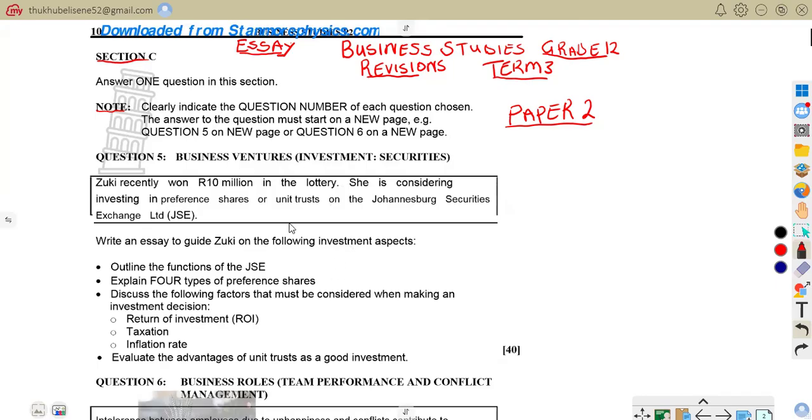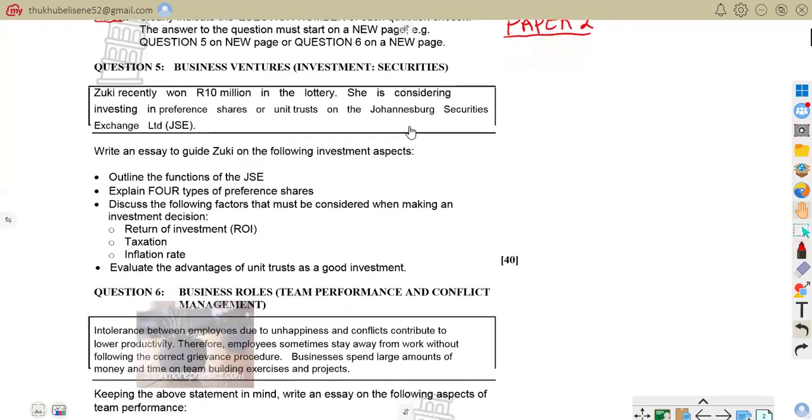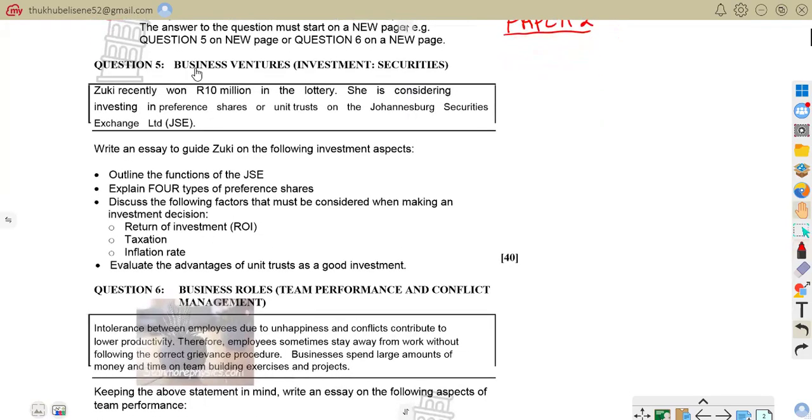So without wasting time, let us go to Question 5. Let us attempt Question 5. It's business ventures, investment, securities. There is a scenario that is given there. Zuki recently won 10 million in the lottery. She is considering investing in preference shares and unit trusts on the Johannesburg Securities Exchange Limited.